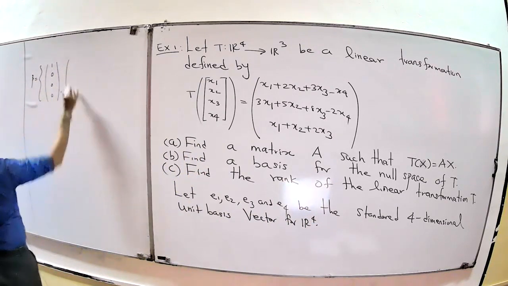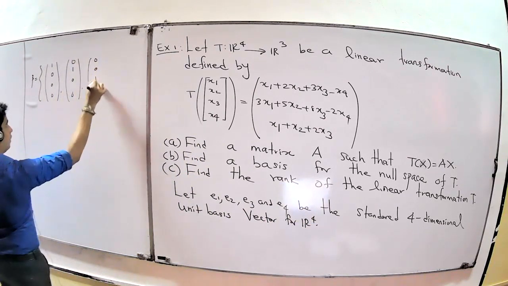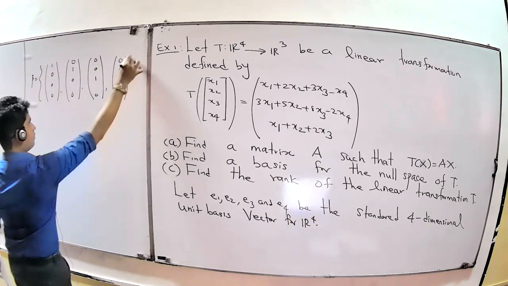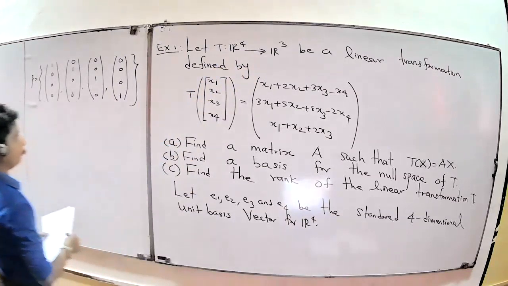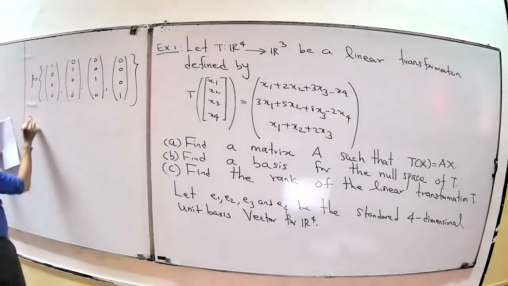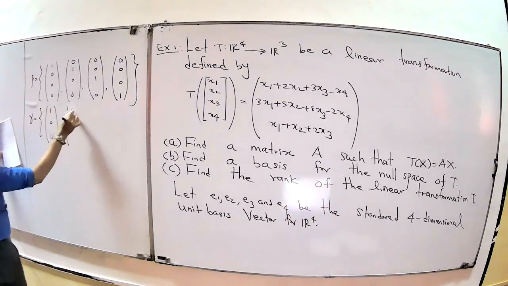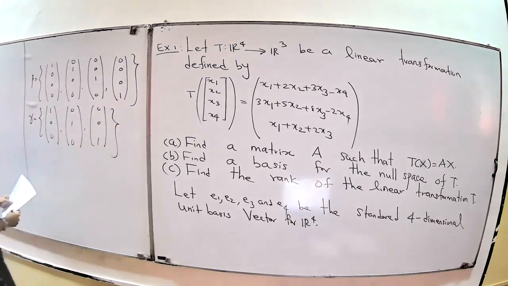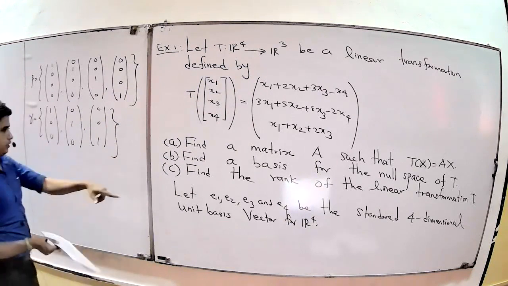0 1 0 0, 0 0 1 0, 0 0 0 1. These are the basis for R power 4. For R cube, the basis gamma you can identify as 1 0 0, 0 1 0, 0 0 1. These are the ordered basis beta for R power 4, and this ordered basis gamma for R power 3. Okay, these bases are used here.